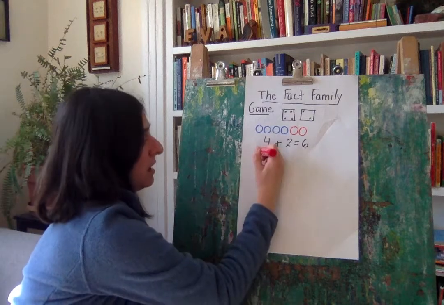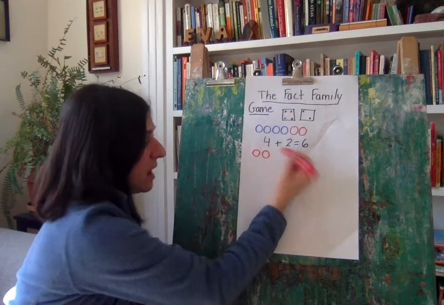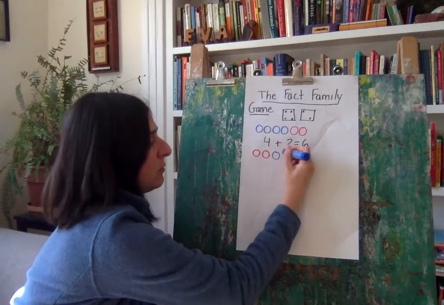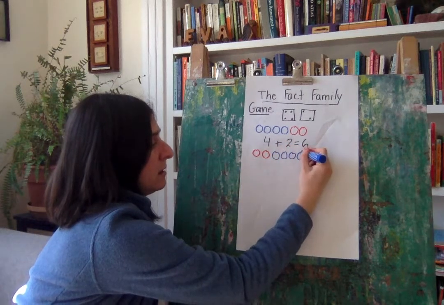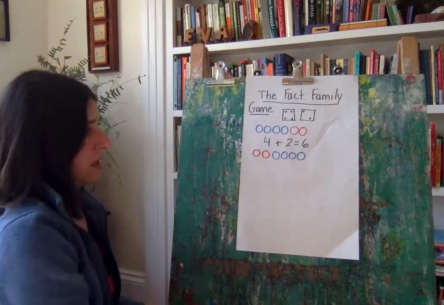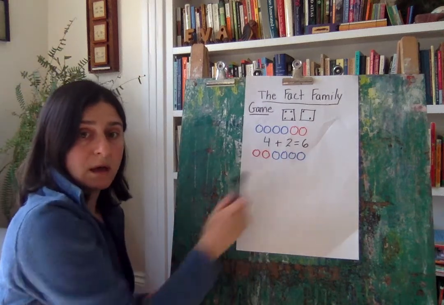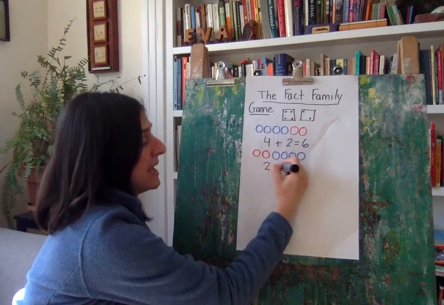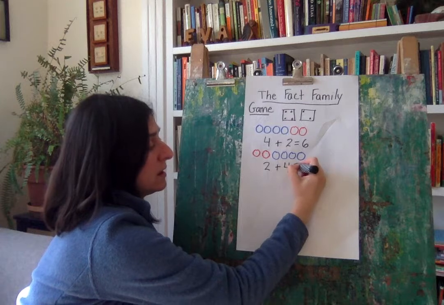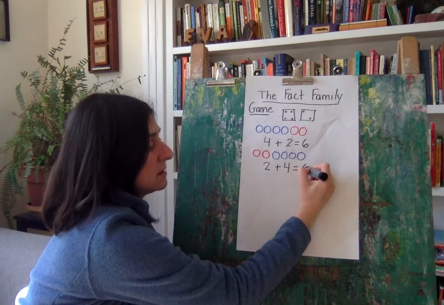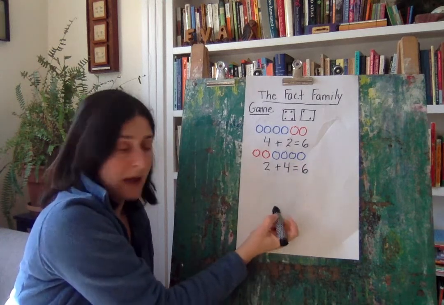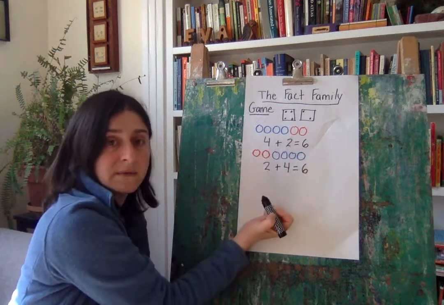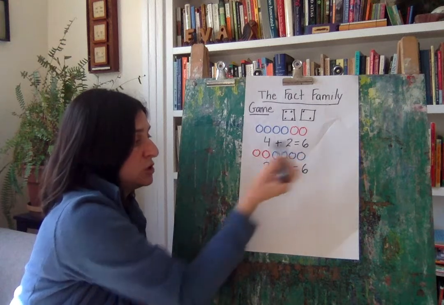So, for the next one, I'm going to put the 2 first, and then the 4. 1, 2, 3, 4. And now I'm going to write an equation that matches that. 2 plus 4 equals 6. So look at that. I found another equation that uses the same 3 numbers that I started with. 4, 2, and 6.